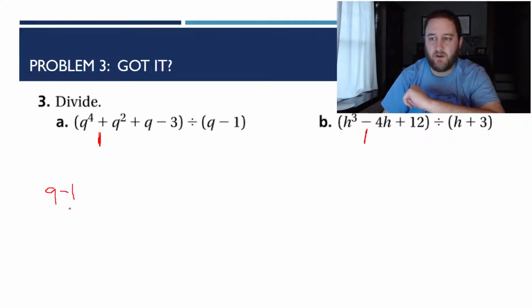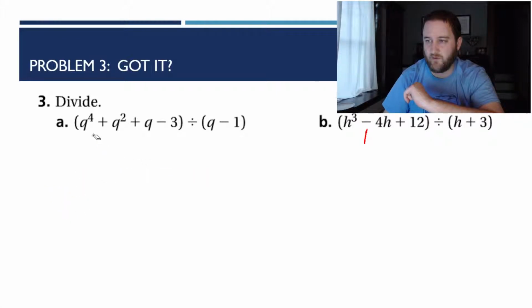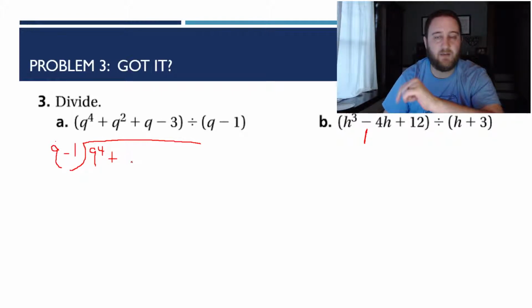Okay, so hopefully you had a chance to actually work these problems out. I'm going to write this out, q minus 1. Actually, I'm going to make this a little bit smaller because I have a feeling I'm going to run out of some room. So I'm going to do q minus 1, and then divided by, or on the inside, it's going to be q to the 4th, plus, I got to add in my q cubed, so 0q cubed, and then I can add the q squared plus q minus 3.